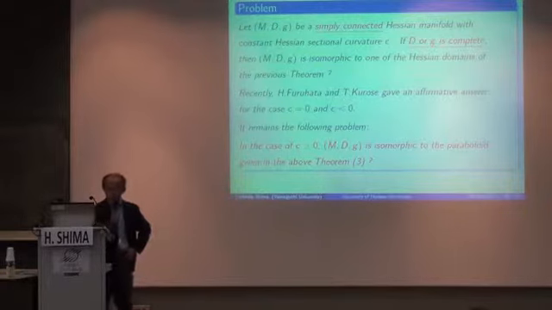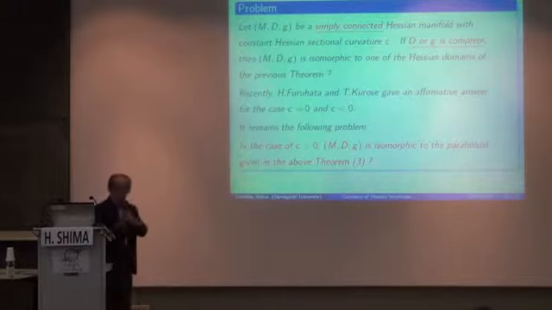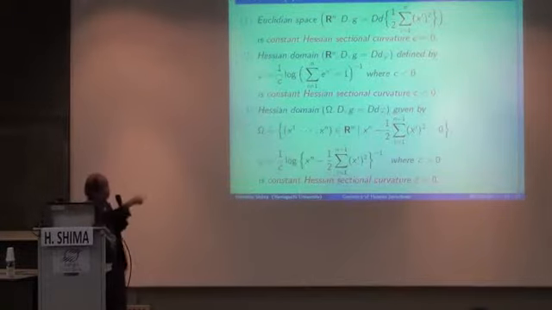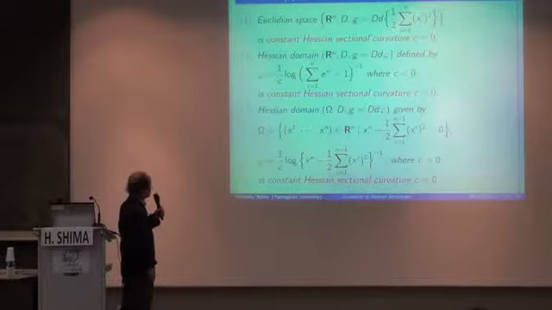Therefore, it remains the following problem. In the case of positive constant c, then M, D, g is isomorphic to the paraboloid given in above 7. So this Hessian domain.